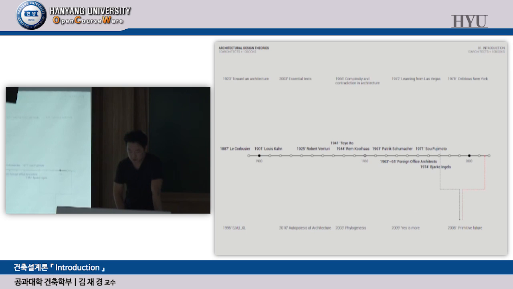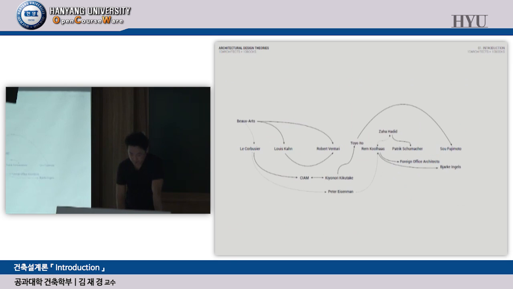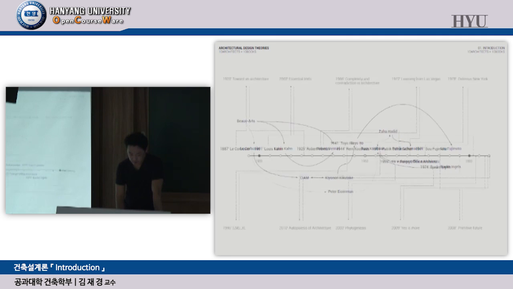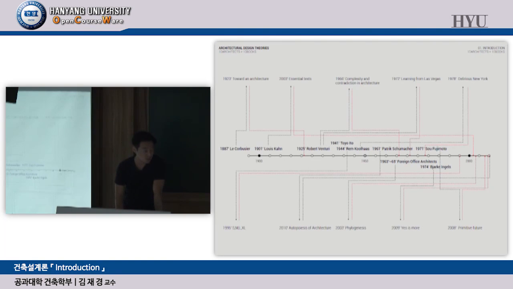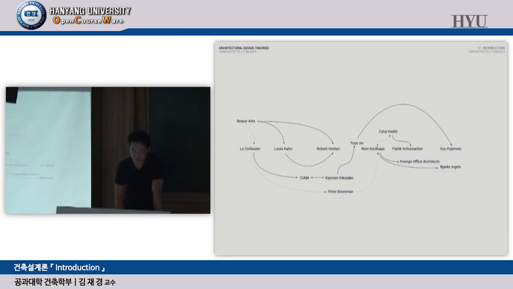Fujimoto also had books. He has many small books. So we also have these two diagrams. During the semester, the aim of us is to define these two diagrams, right? These two diagrams are the most important thing, I think.